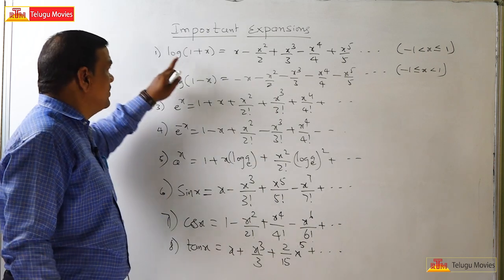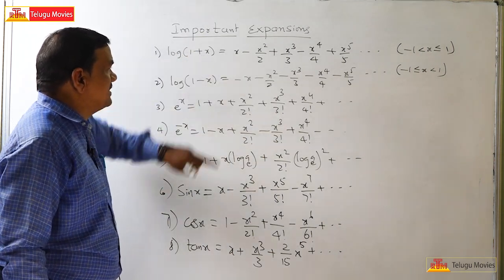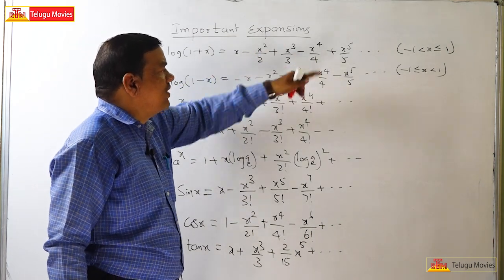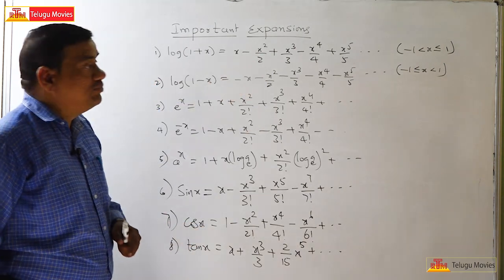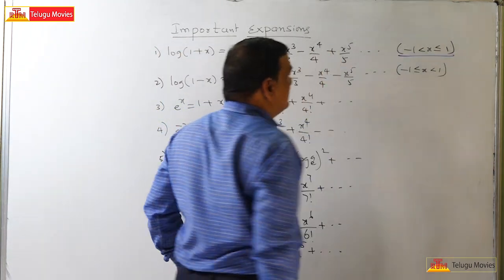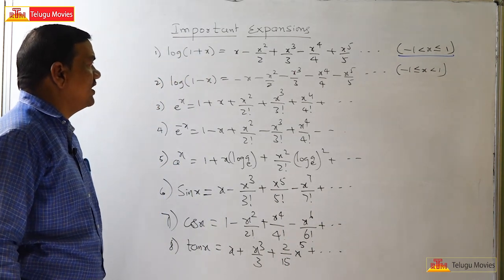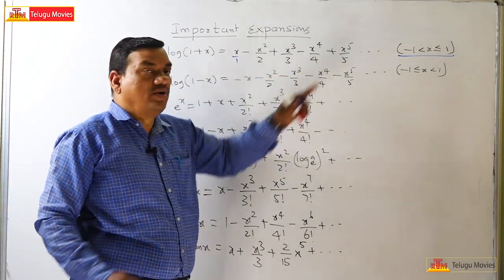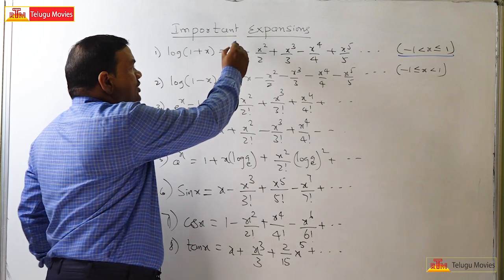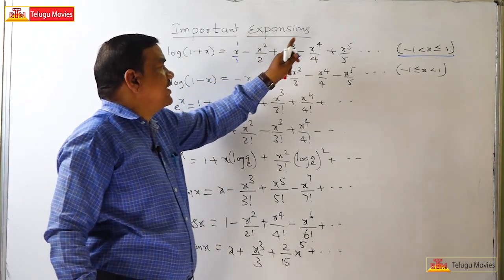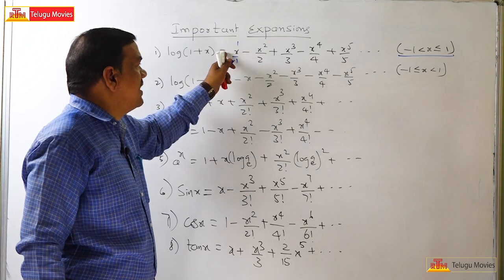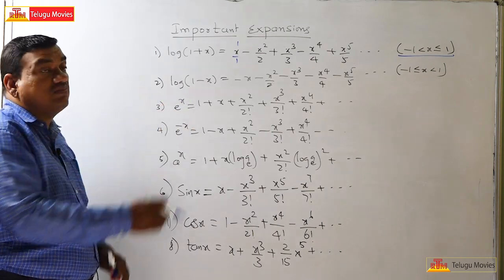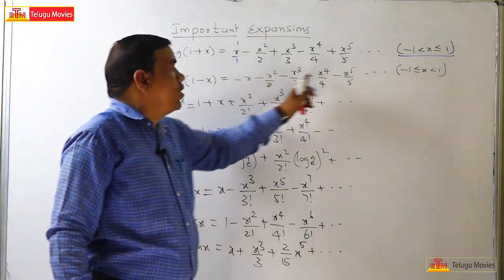Now see the first expansion, log of 1 plus x. This is x minus x square by 2 plus x cube by 3 minus x power 4 by 4 plus x power 5 by 5, so on. Observe here the condition is minus 1 less than x less than or equal to 1. Observe here the denominators are in sequence order 1, 2, 3, 4, 5. In the numerator, x power 1, x square, x cube, x power 4, x power 5, automatically plus minus is coming. So if it is 1 plus x, alternate plus minus is coming. If it is minus, total minus is coming.